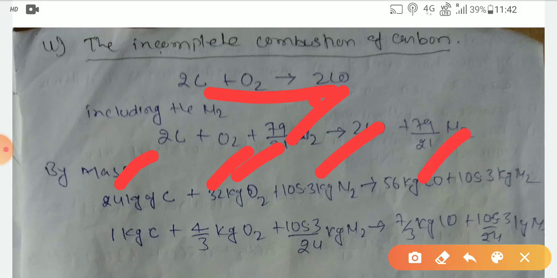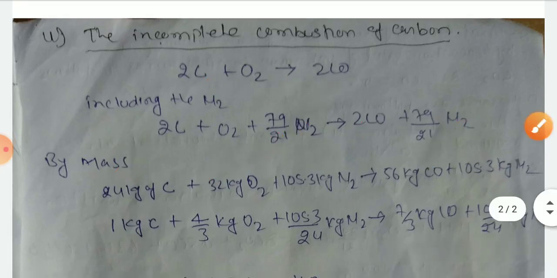So if I write on the basis of 1 kg of carbon, it requires 4 by 3 kg of oxygen to give 7 by 3 kg of carbon monoxide. So that is our basic combustion equation, and this is very important from the exam point of view, mainly in university. University exams very frequently ask this in the exam.